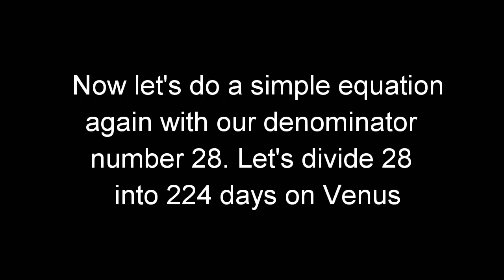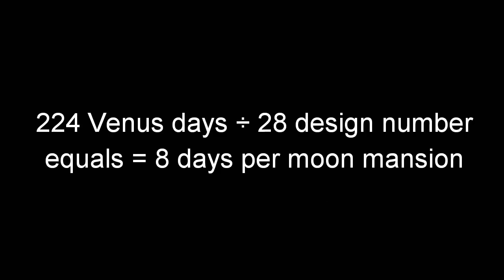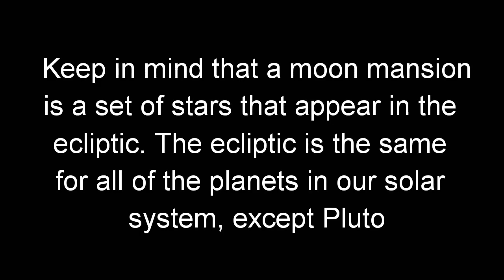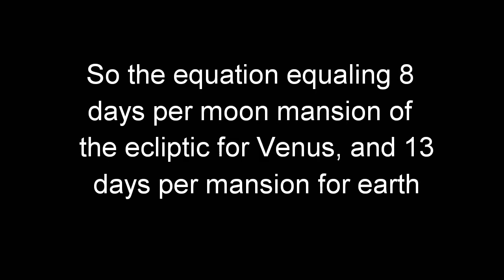Now let's do a simple equation again with our denominator, 28. Let's divide 28 into 224 days on Venus. 224 Venus days divided by 28 design number equals 8 days per moon mansion. Keep in mind that a moon mansion is a set of stars that appear in the ecliptic. The ecliptic is the same for all of the planets in our solar system, except Pluto. So, the equation equals 8 days per moon mansion of the ecliptic for Venus, and 13 days per mansion for Earth.